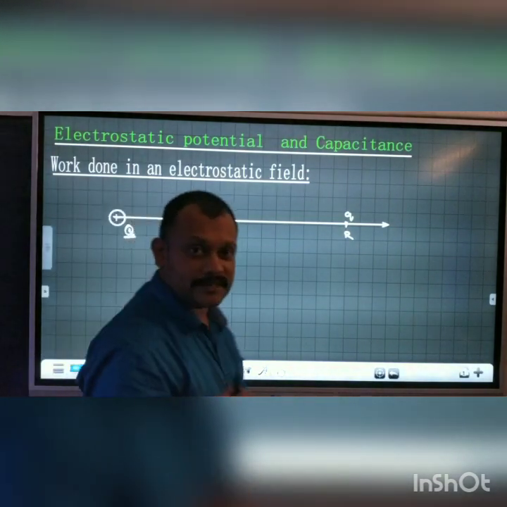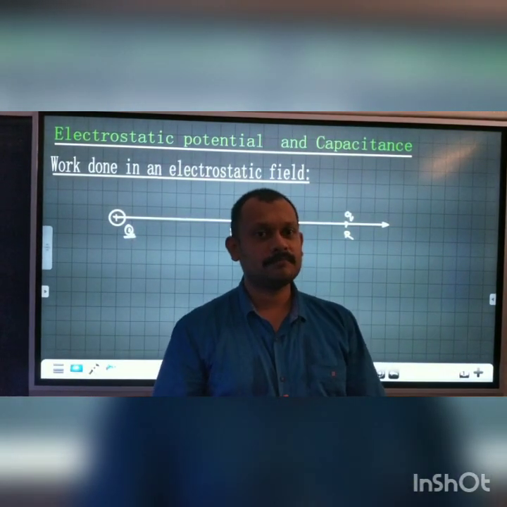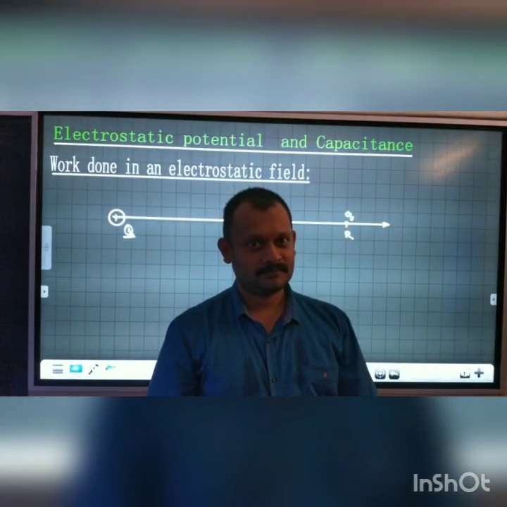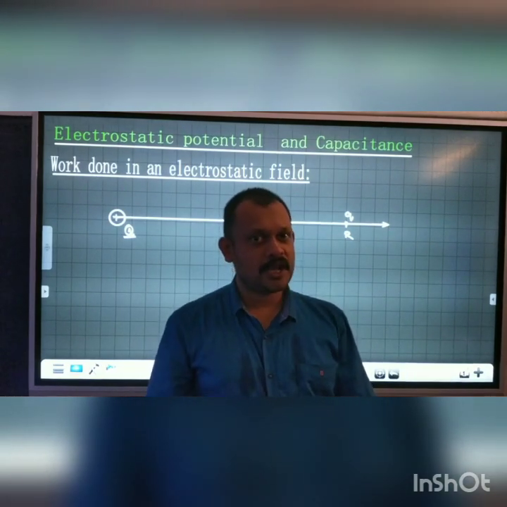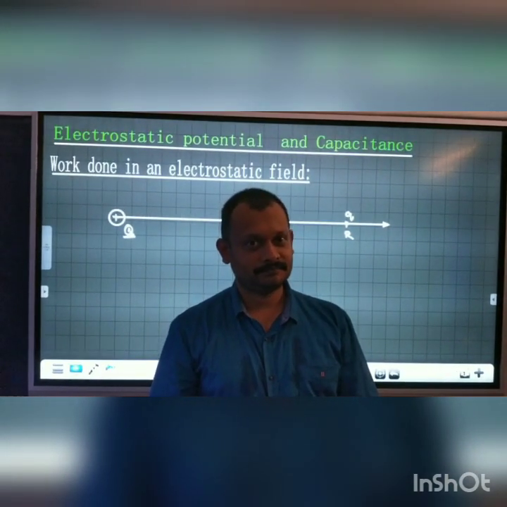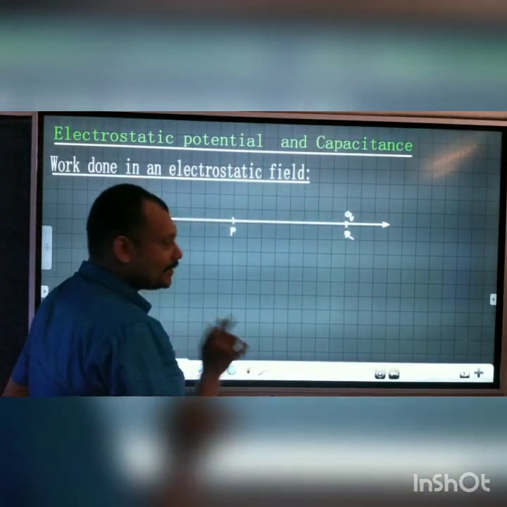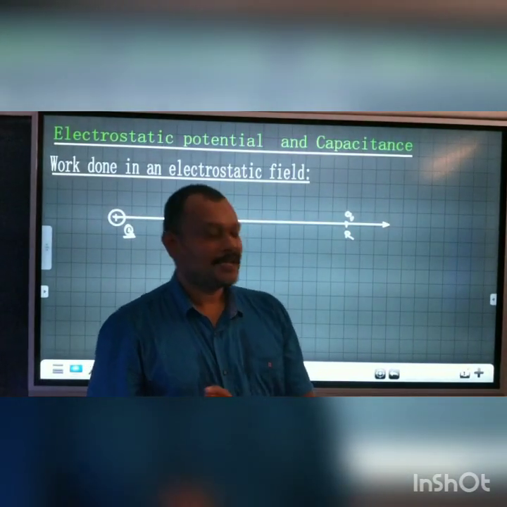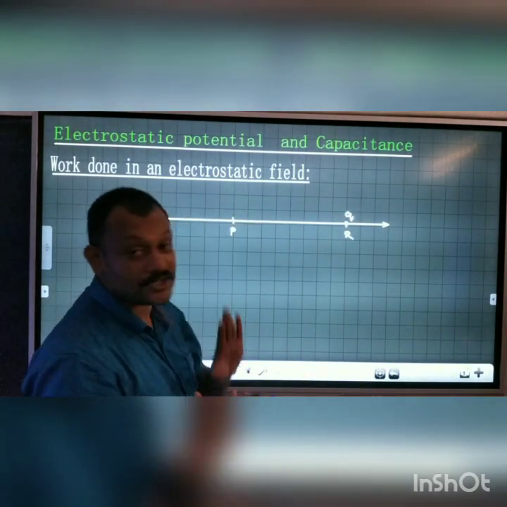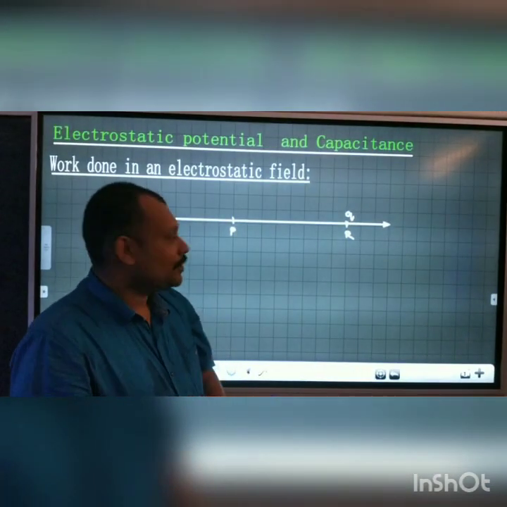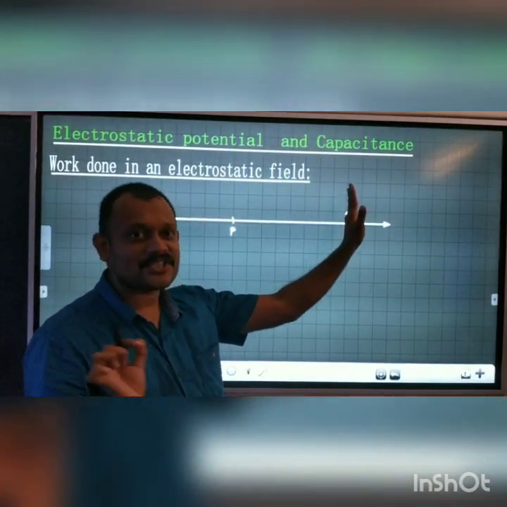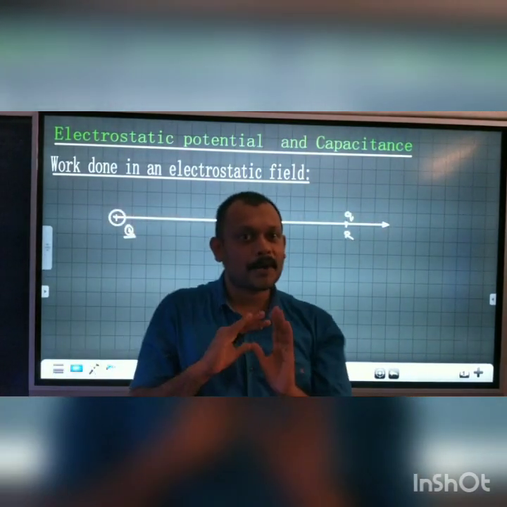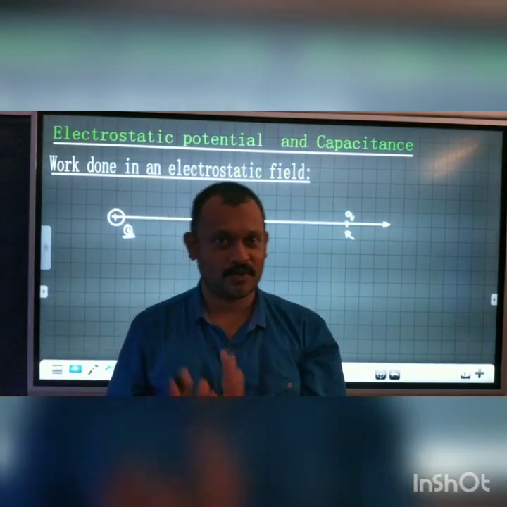So for that purpose, what should be done? An external agency has to perform some work. If I want to bring a charge from R to P, you know that you have to bring this charge against the electrostatic force of repulsion. So for that purpose some external agency has to do work.